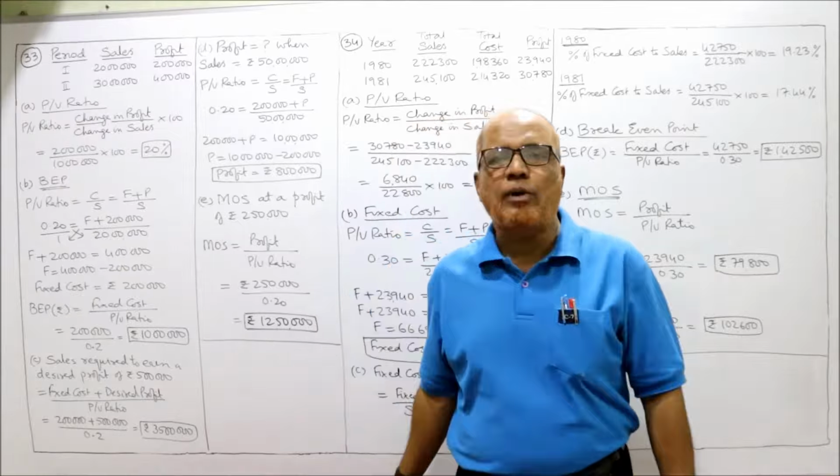Now the third question. Sales required to earn a desired profit of rupees 5 lakh. In the first video I have explained and given the formulas. The formula number 6 I have given: sales required to earn a desired profit. The formula is fixed cost plus desired profit divided by PV ratio. See here, all the problems are based on the formula.